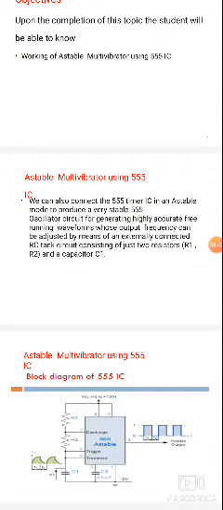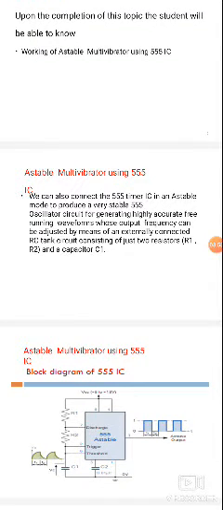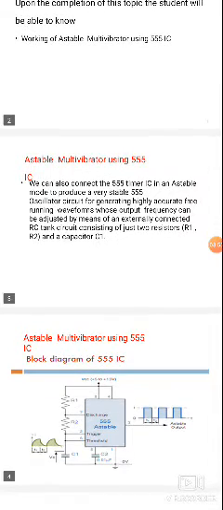So in today's class we are discussing one type of multivibrator, the astable multivibrator. There are three types of multivibrators. Multivibrators are waveform generators; they generate pulse waves, square waves, and triangular waves.